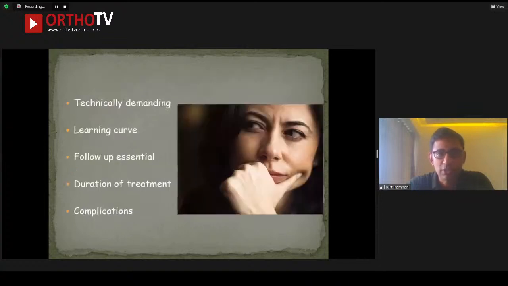But everything is not rosy with fixators. These are technically demanding, especially if we are talking of a ring fixator, that is Ilizarov. JESS is relatively easier and has a shorter learning curve. Follow-up is very, very essential, so you have to choose your patient. You cannot have a patient who doesn't come for follow-up and is not motivated. So choosing a patient for a fixator is again very important. And there are some complications with fixators also, which I'll be touching upon in the subsequent talk.